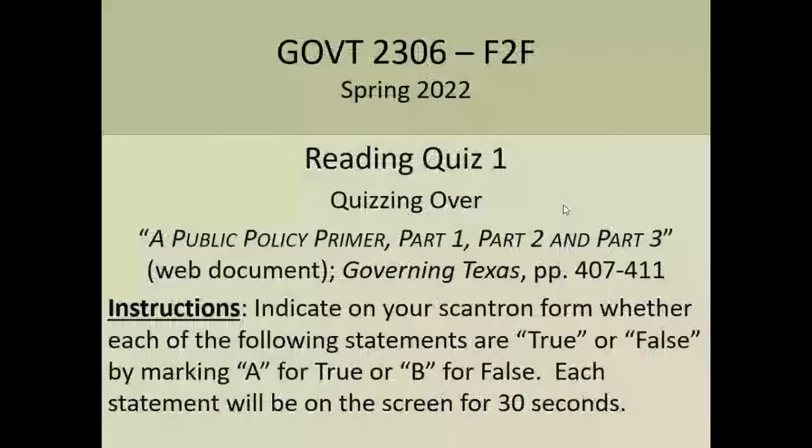All right, so here we go with the reading quiz. This was from the first 2 weeks of the semester, which was mainly the policy primer, but also that handful of pages in chapter 11 or whatever it is.